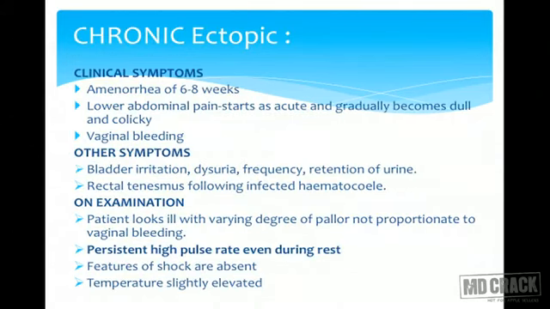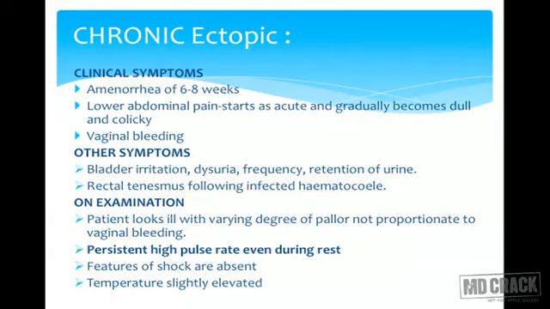In chronic ectopic, the symptoms would be amenorrhea of 6 to 8 weeks. There is lower abdominal pain which started as acute, but gradually over a period of time it has become dull and colicky. There may be some vaginal bleeding from the uterine cavity. Other symptoms, because of this mass in the pelvic cavity, there can be bladder irritation, dysuria, frequency or retention of urine, or there can be rectal tenesmus because of infected pelvic hematocele.